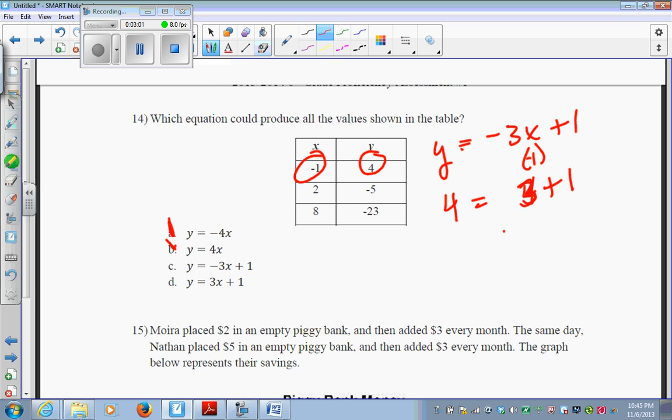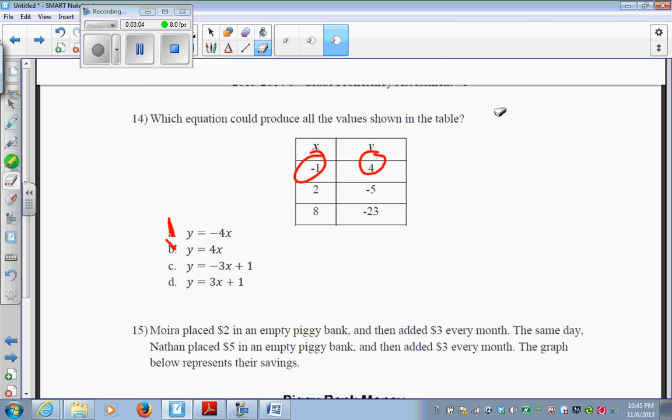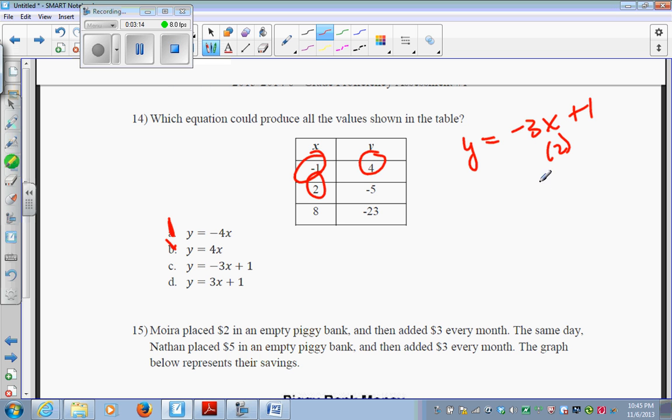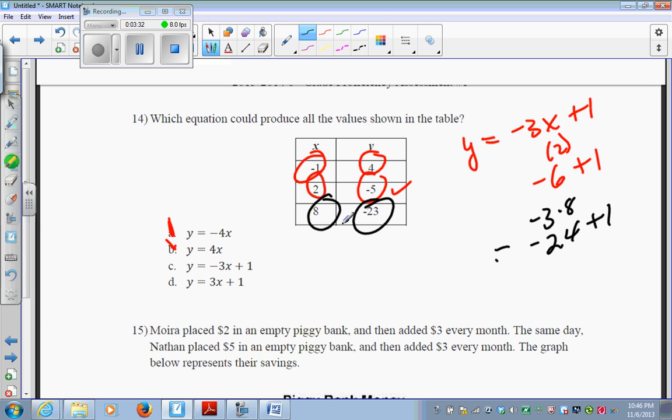Now I'm going to try the next value that's on my table. 1 equals negative 3x plus 1. Okay, so now I'm going to put in this 2. So negative 3 times 2 is a negative 6. Negative 6 plus 1 is, in fact, a 5, so it works for that one. Now I'm going to put in the 8. So negative 3 times 8 will give me a negative 24. Negative 24 plus 1 does, in fact, give me that negative 23. So this function rule right here, C, is the one that works for everything on the table.